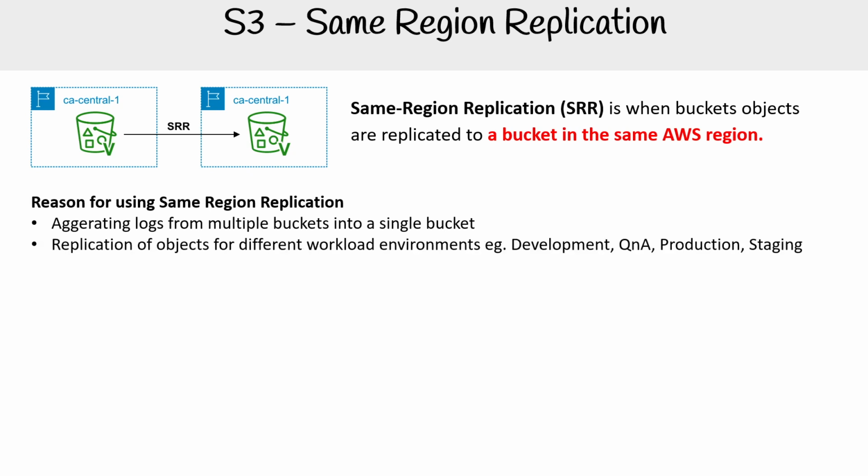Then we have replicating of objects for different workload environments. So if you have a production environment, you might want to have a development or staging. You wouldn't put them in another region because you want to, again, best emulate what that environment's like. So if you were to put it in another region, then you'd have different latency and that could have different results. There could be sovereignty laws.